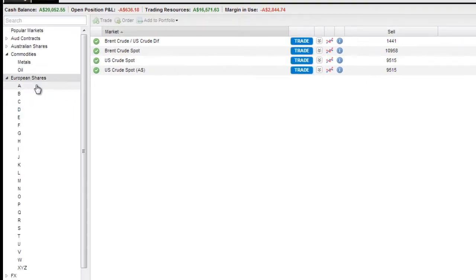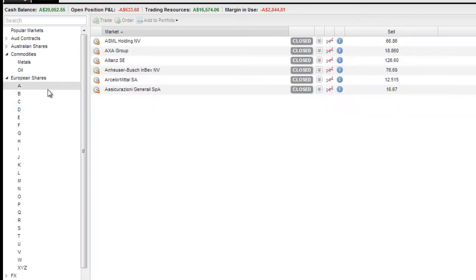We have a look. European shares can be traded, again, alphabetical order. The market at this point when I'm showing this video isn't on at the moment, but let's just click on the A's and we can see the markets. So we've got AXA Group, got Allianz, popular European shares here that can be traded once the market becomes live.